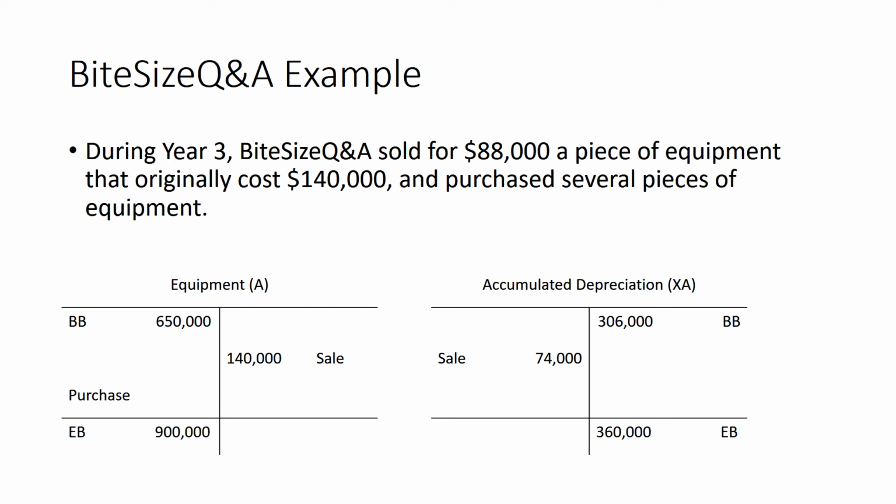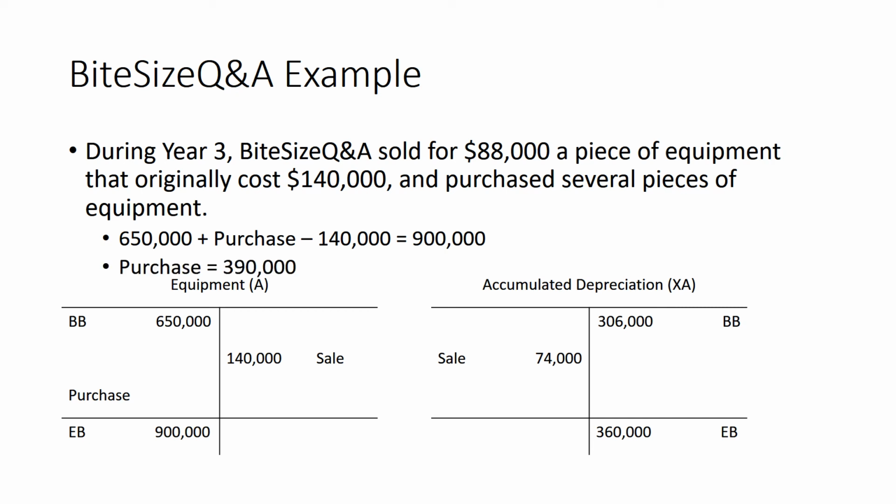We also know that the firm purchased several pieces of equipment, and we know that purchases of equipment increase our equipment account. Now we can use the information given in our equipment T account and make the following calculation. $650,000 plus purchases minus $140,000 must equal $900,000. So that means the firm must have purchased $390,000 worth of equipment. And we can record that $390,000 in our T account.